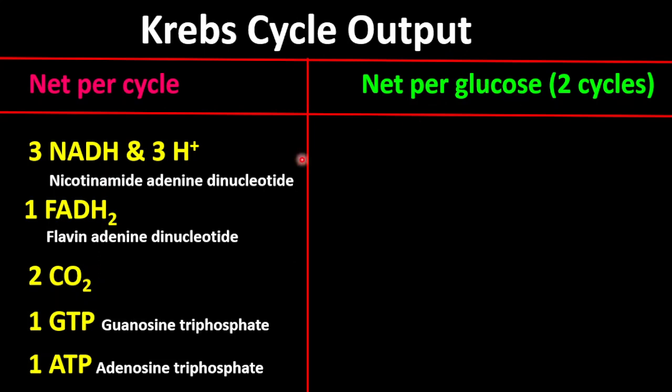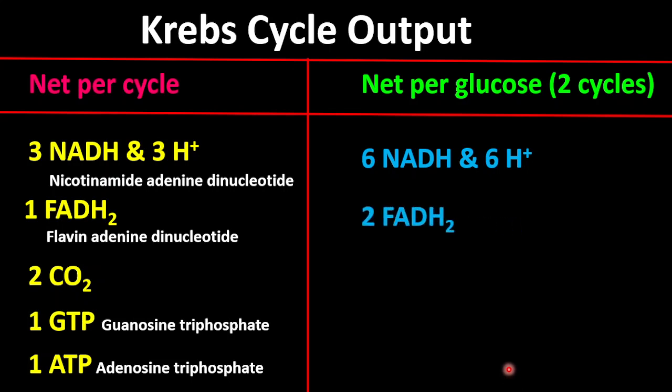Again, per glucose molecule will be twice per cycle for those, because again there are 2 cycles, one for each pyruvate molecule that was produced in glycolysis. And so, of course, we're going to double up all these numbers. So we're going to have 6 NADH and 6 H plus ions. We are also going to have 2 FADH2. We will have 4 CO2 per glucose molecule. We will have 2 GTP, and we have 2 ATP. So this is the sum of the output from the cycle and also per glucose molecule.